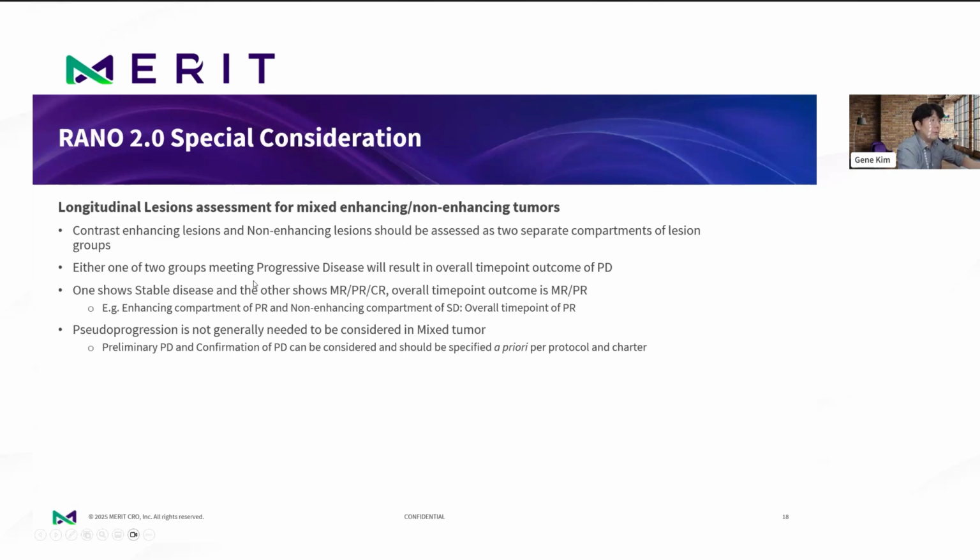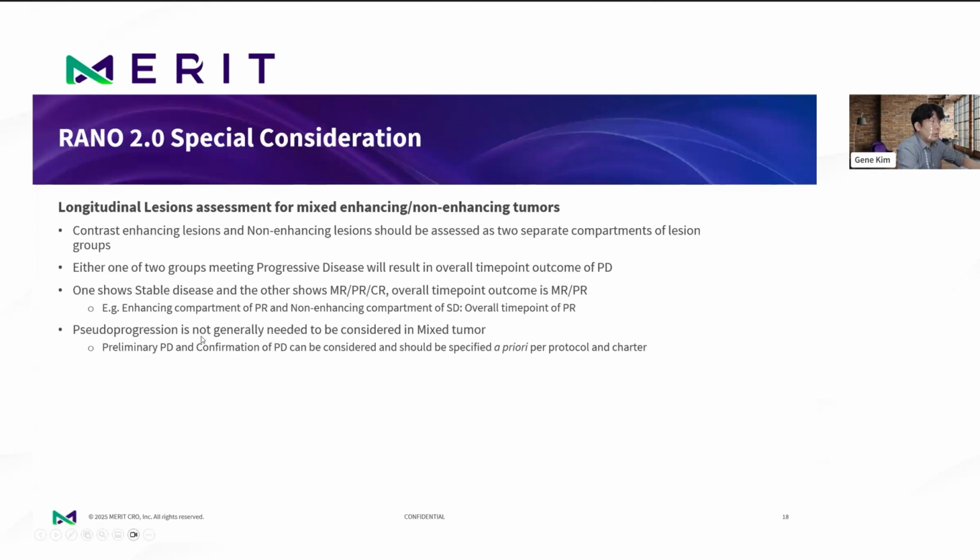So basically, following a conservative approach, if one or the other is PD, it means the patient is progressing. But in the case where there is stable disease on one side and the other compartment actually shows a response, the overall time point outcome can be updated to follow the better response. For example, if the enhancing lesion compartment reports a PR but the non-enhancing is stable, the overall time point can be reported as a PR, following the enhancing compartment.